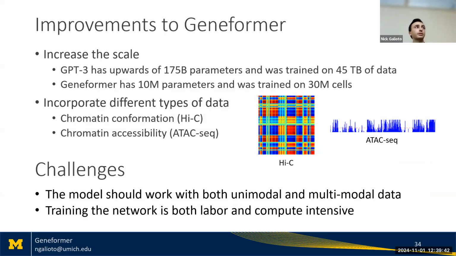One of them is the scale. So if you think about the scale of some of the most successful foundation models like GPT-3, you can have upwards of 175 billion parameters and 45 terabytes of unfiltered data. Comparing to this model here, there's only 10 million parameters, so it's very, very tiny. Even the smallest GPT-3, I think, had around 25 million parameters, and it was only trained on 30 million cells. So one thing that we'd want to do is scale up.